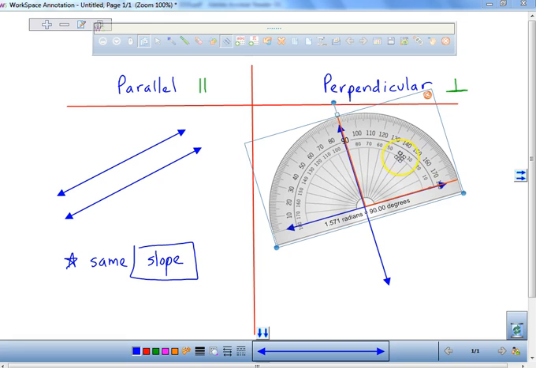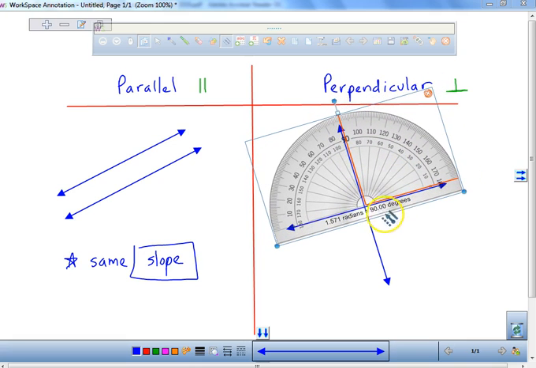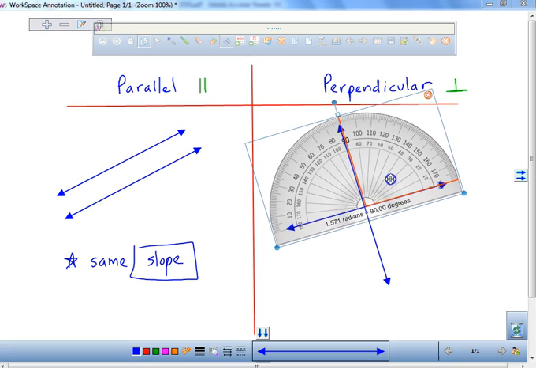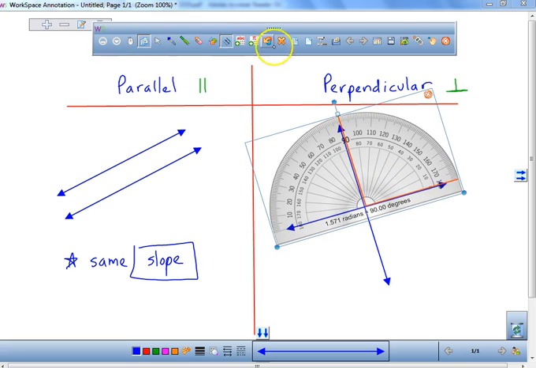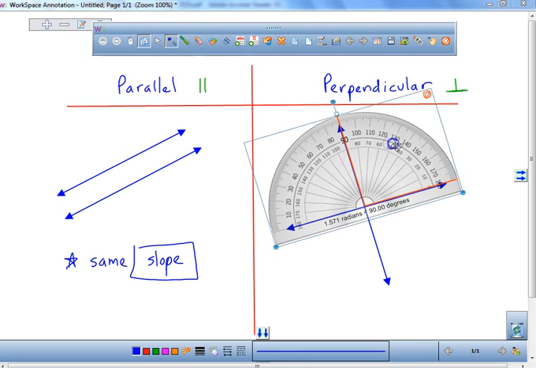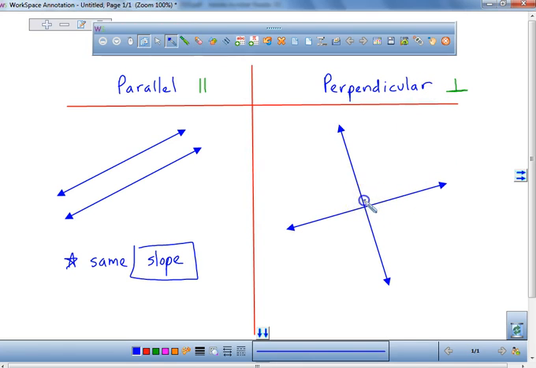All right, how'd I do? See how it says 90 degrees? So it looks like I did pretty close to a right angle. So these lines would be considered perpendicular. Okay? So put a little symbol.